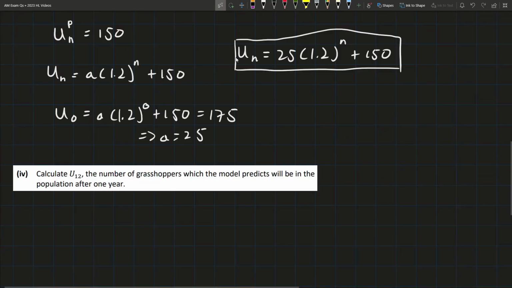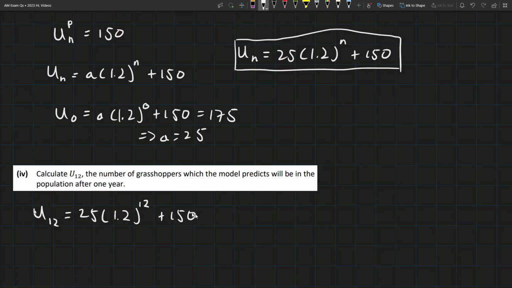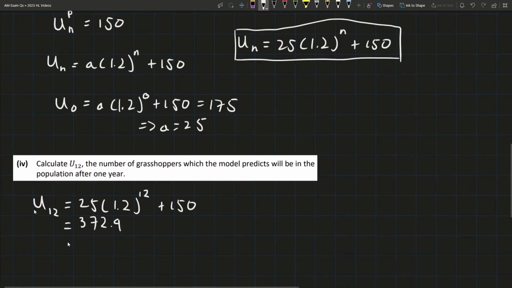So in the final part of part A, we're asked to calculate u12, which is the number of grasshoppers after a year. Because remember, each n represents 1 month, 12 months is a year. So u12 will be equal to 25 times 1.2 to the power of 12 plus 150. And if you put that into your calculator, you get 372.9. Obviously you can't have 0.9 of a grasshopper, so I'll round it down and say that's 372 grasshoppers. And that's the final answer.